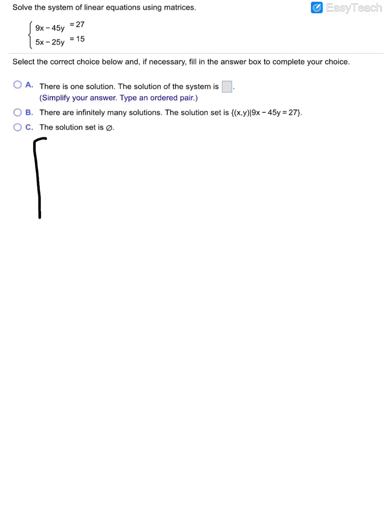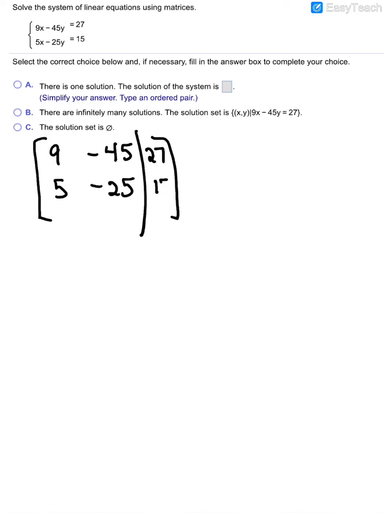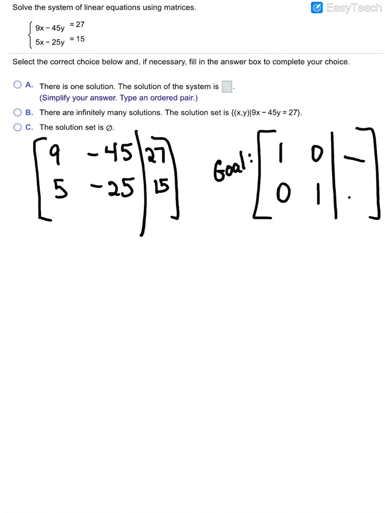So again, if we put our numbers into an augmented matrix, on the top row I would have a 9, a -45, and then a 27. And the second row I would have a 5, a -25, and a 15. So again, remember our goal. We need to get a 1 in the top left, a 0 below it, a 1 down here, a 0 above it. And if that's possible, our solutions will be there on the right-hand side.